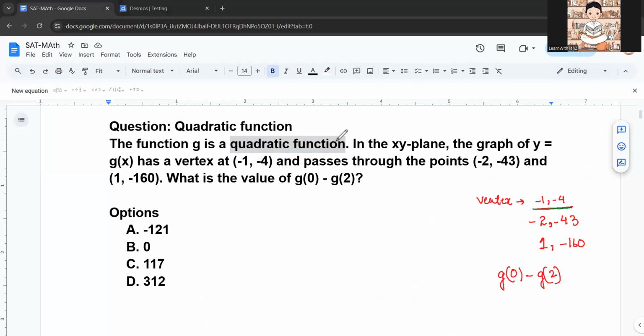Because 3 points are sufficient for the quadratic function. 3 points are sufficient to draw the quadratic function, okay? To do the exact quadratic function, 3 points are sufficient. And for a line, only two points are sufficient.